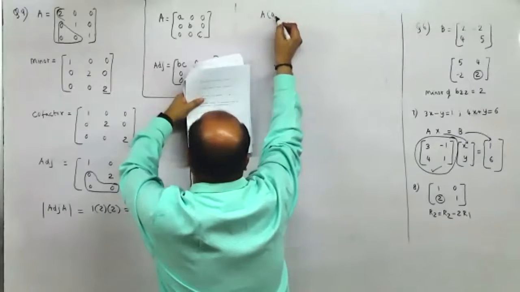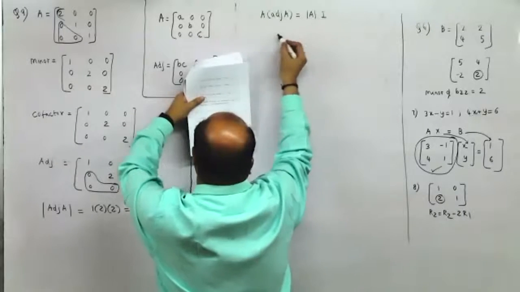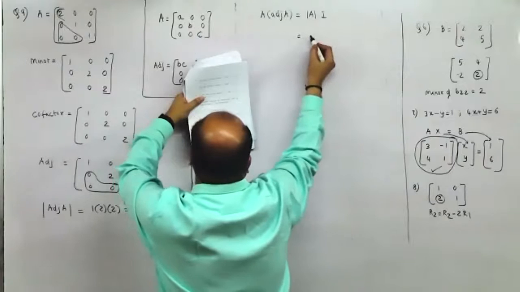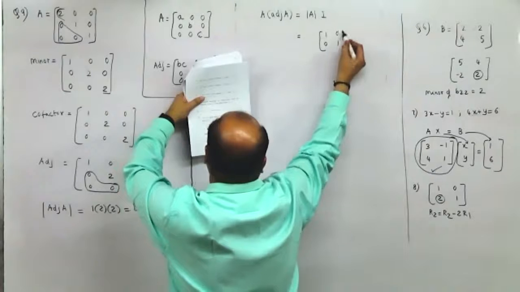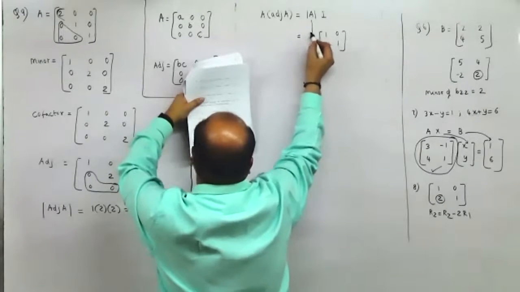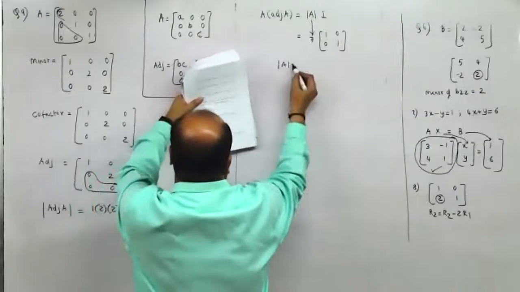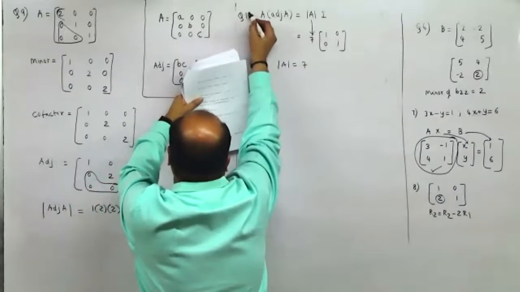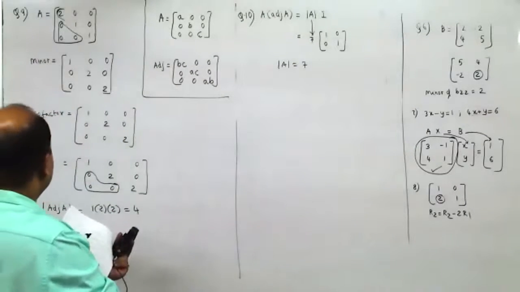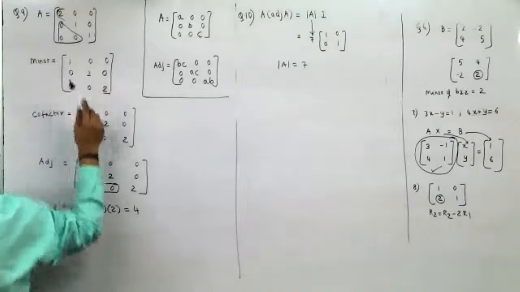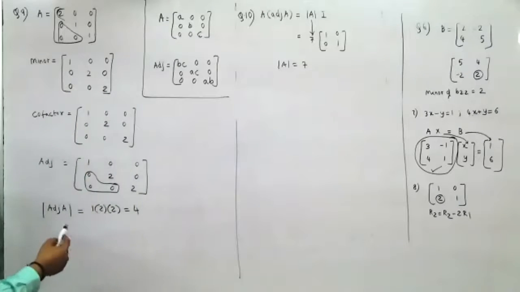Remember, A into adjoint of A is equal to determinant value of A into I. Now that means this is 1, 0, 0, 1, and this is determinant value of A, which should be 7. Followed? So determinant value of A is 7. Sir, it's correct. When I multiply this with adjoint of A, I'll get determinant value of A into I as the answer.